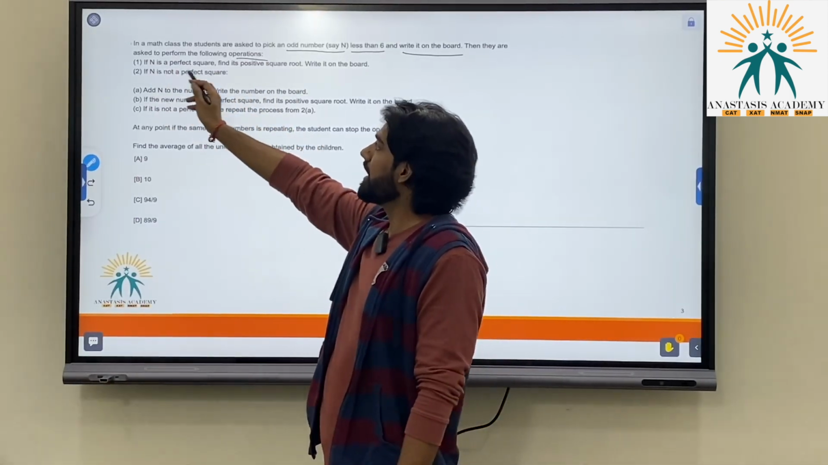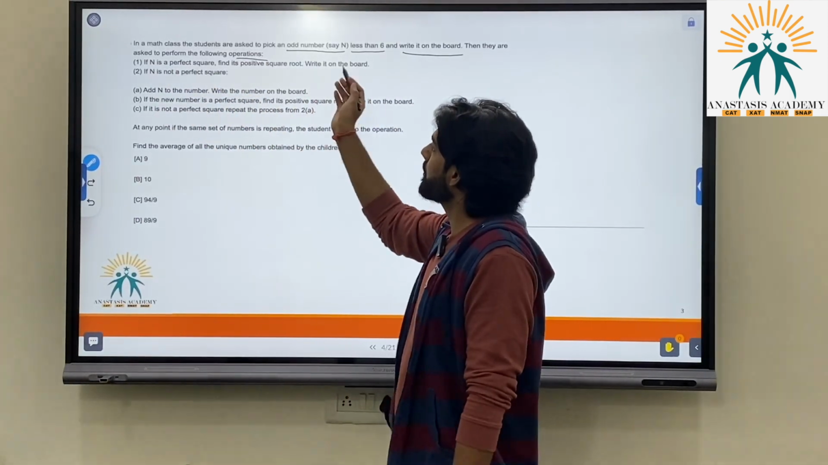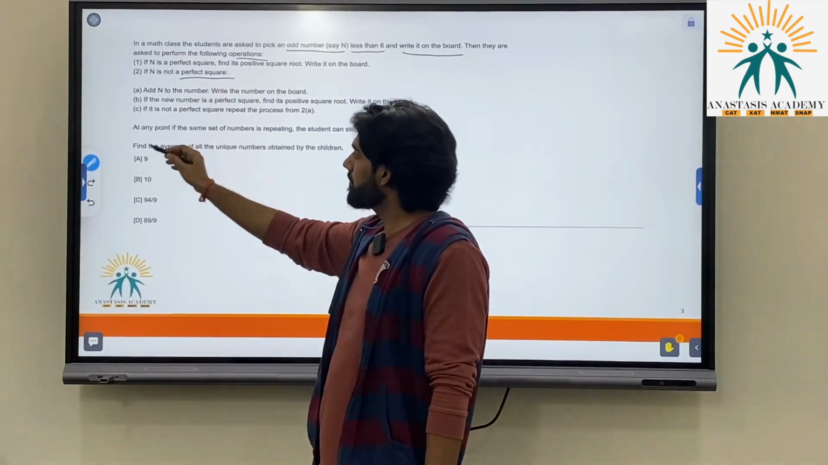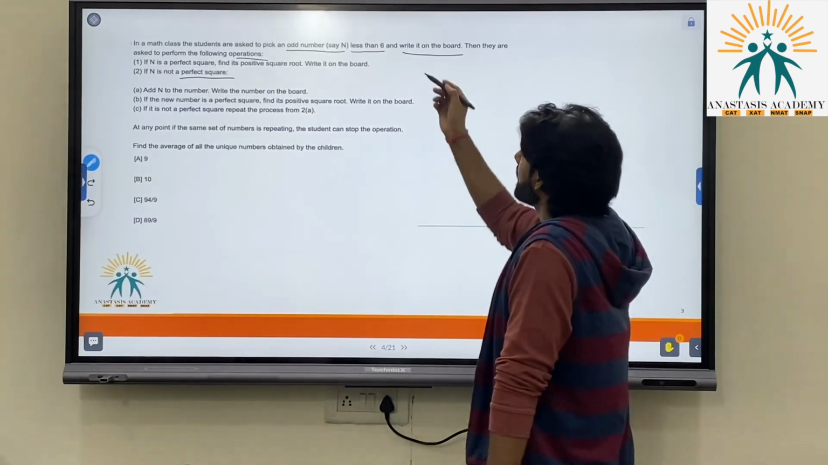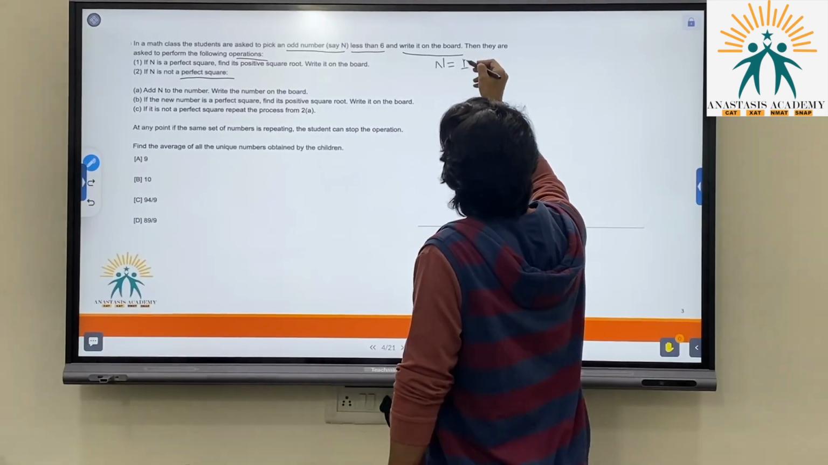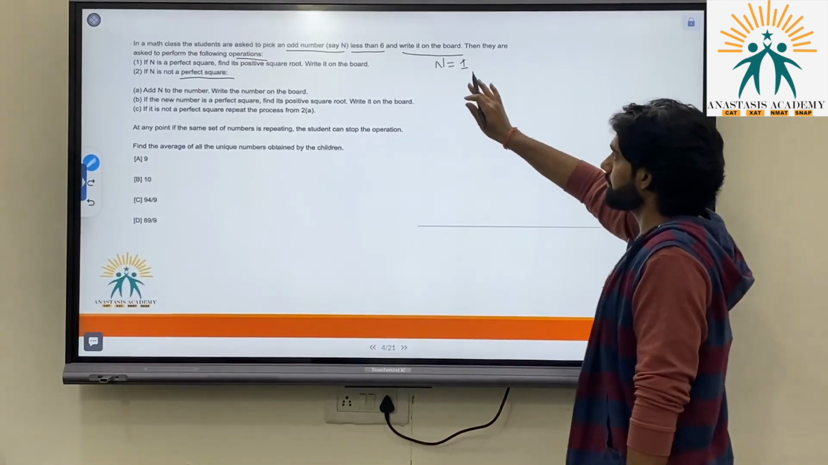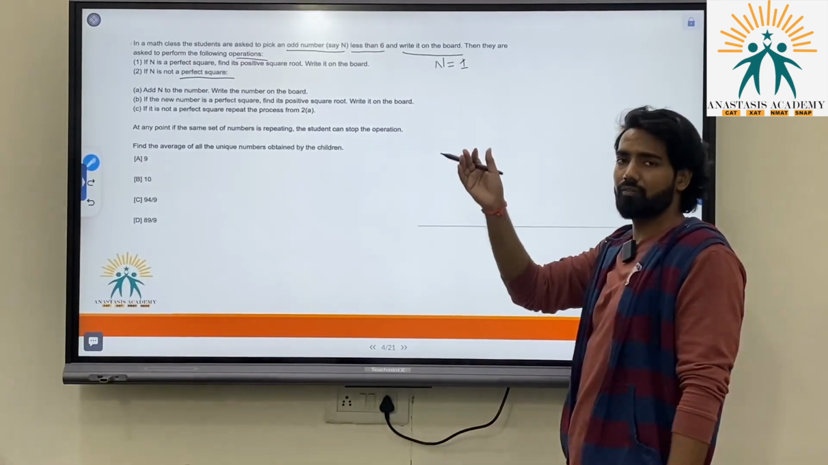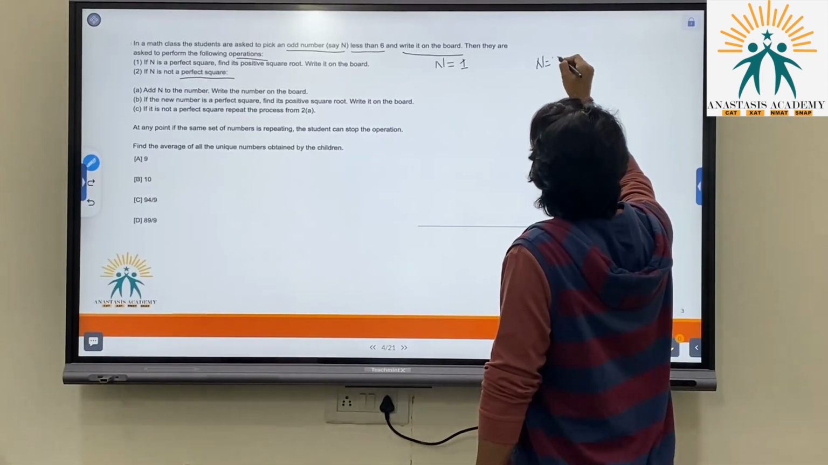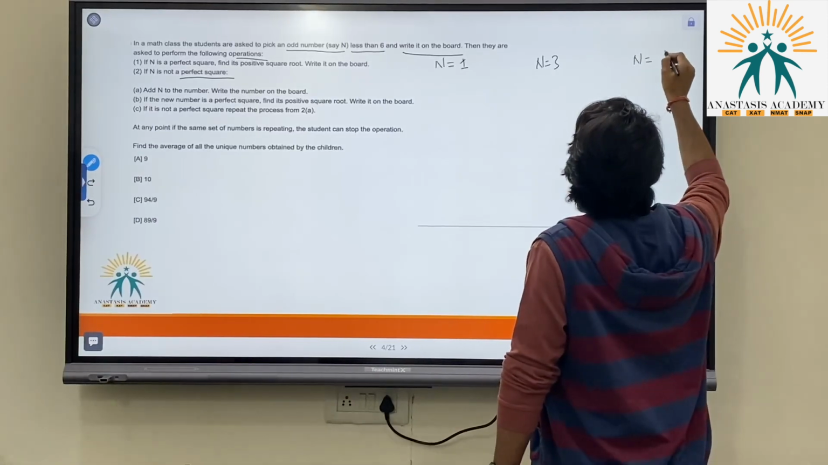First operation is, if n is a perfect square, find its positive square root and write it on the board. If it is not a perfect square, then perform these functions. So n can take the value 1. I have to pick numbers which are odd and less than 6. So n is 1, n is 3 and n can be 5.